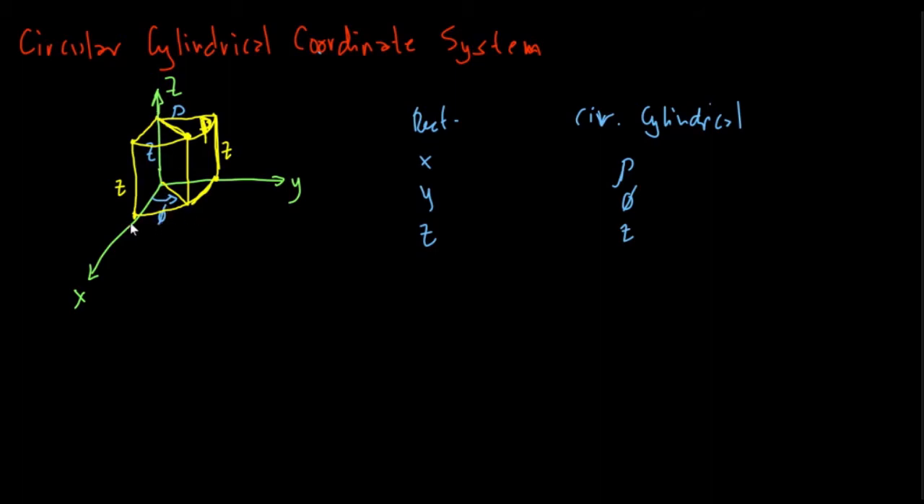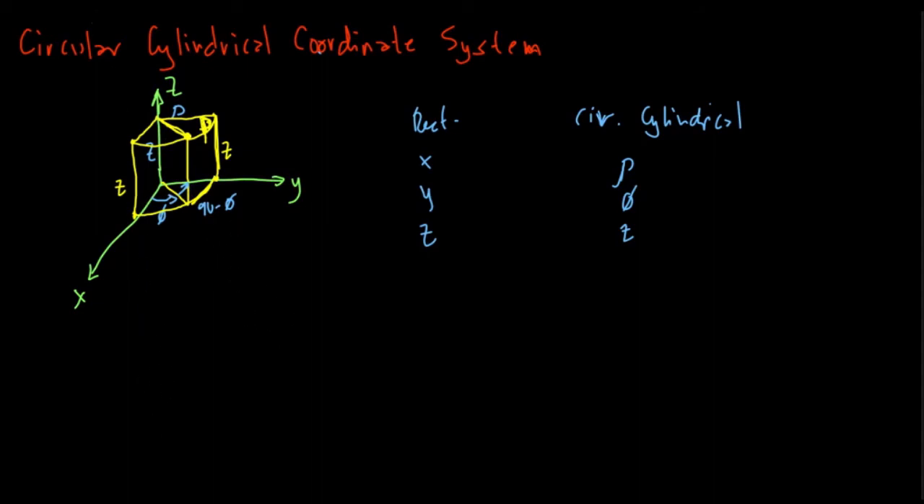So we have changed our representation of x and y to the distance of our point with respect to the z axis, which is rho, and the angle of our rho with respect to the x axis, which is phi. If you get the relationship of this angle with respect to y, it will be 90 minus phi, because of course we know that the angle between each of the axes is 90 degrees.